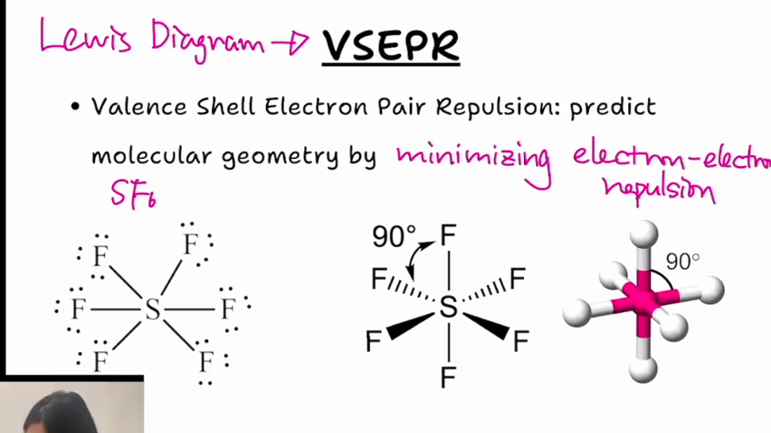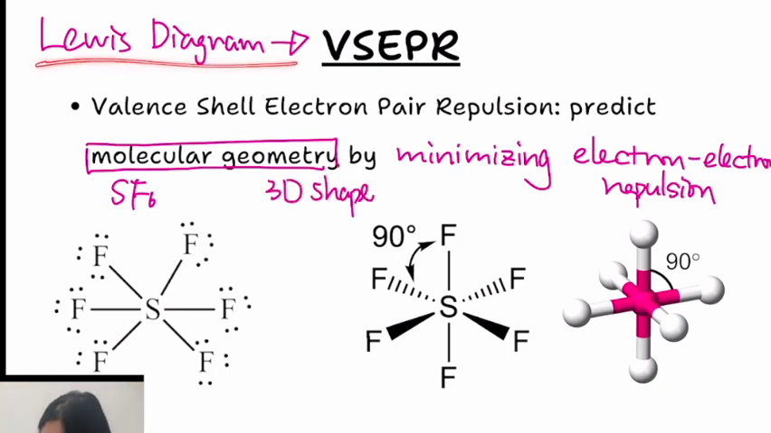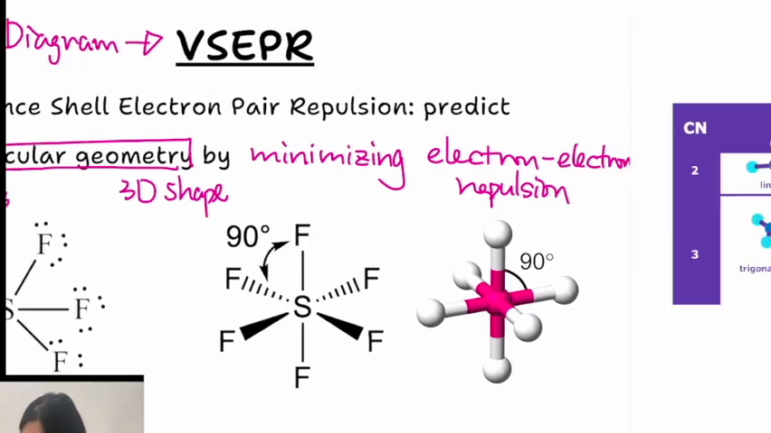So we always use VSEPR to determine the three-dimensional shape. When we refer to molecular geometry, it is exactly what we mean by the three-dimensional shape. Again, the Lewis diagram only tells us about the arrangement of atoms.